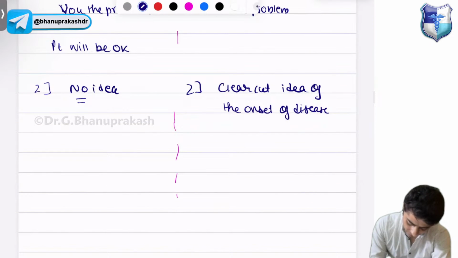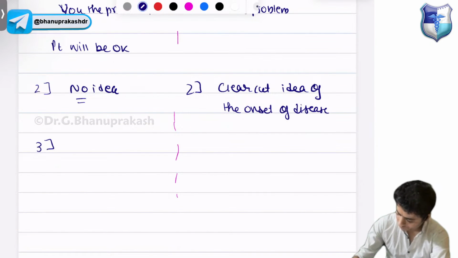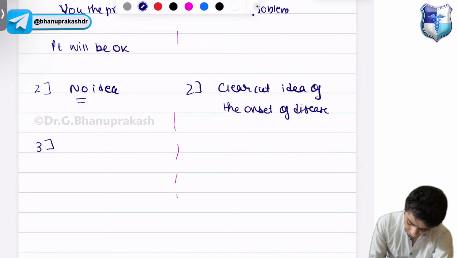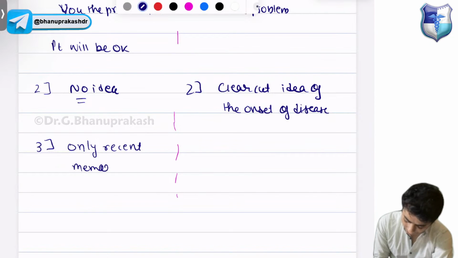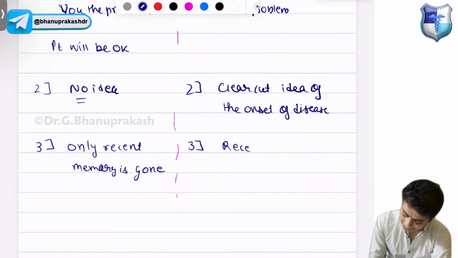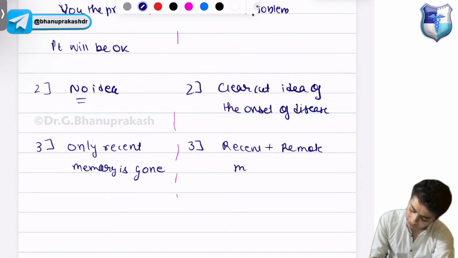Okay. Next comes the third point. In dementia, only recent memory is gone. In depression, both recent plus remote memory is gone.